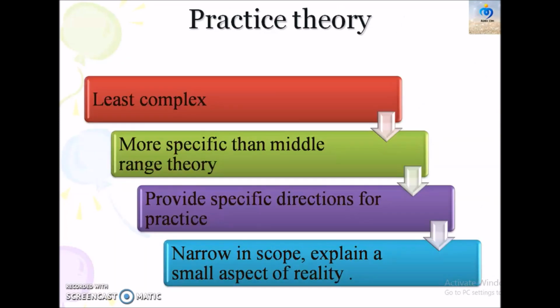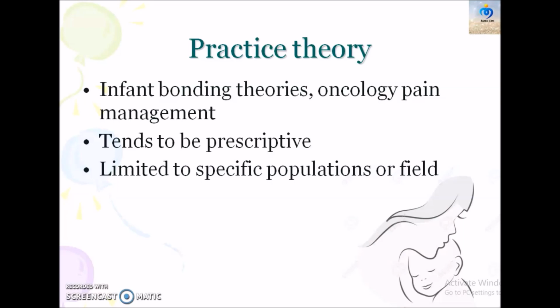Next is the practice theory. They are the least complex theories and they are more specific than middle range theory. They provide specific directions for practice and they are narrow in scope because they explain a small aspect of reality. Examples are infant bonding theories and oncology pain management theory. So these practice theories are very prescriptive.